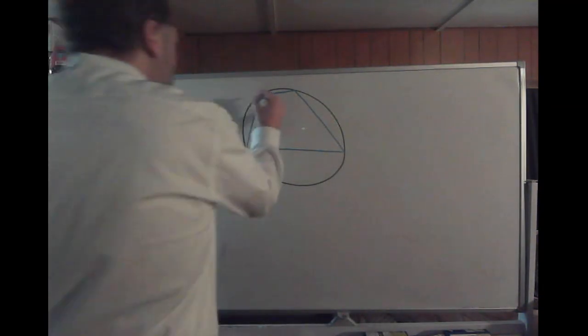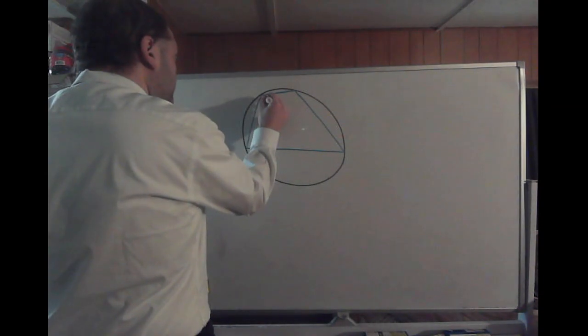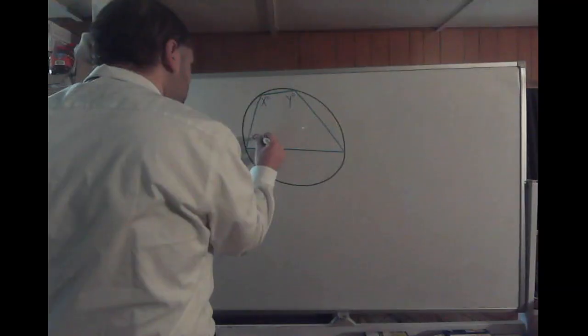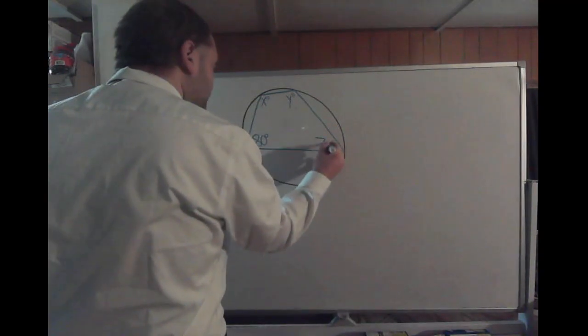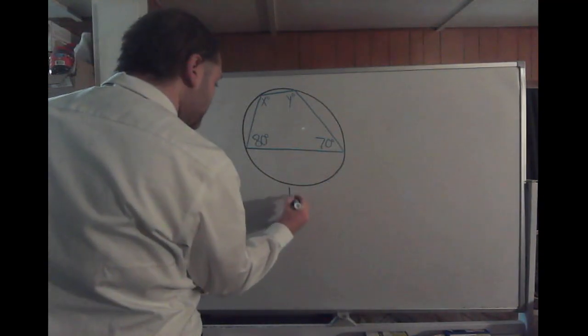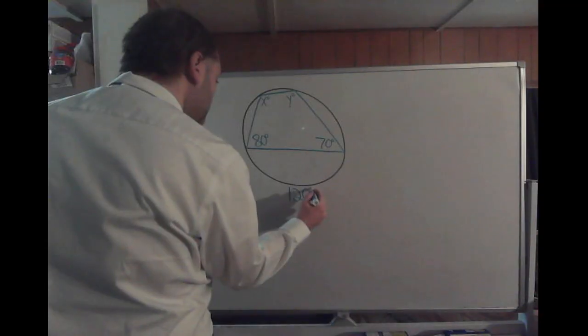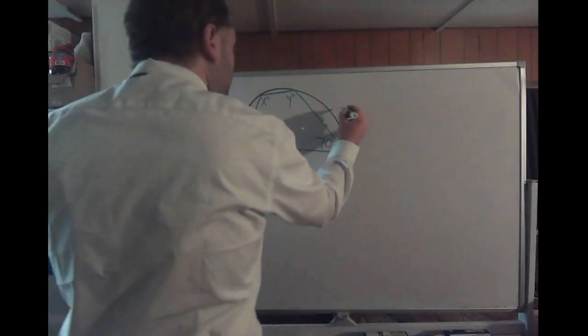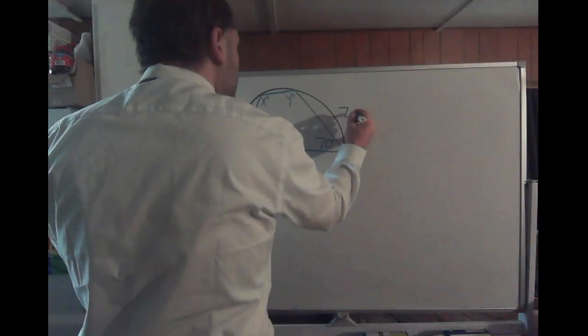Alright, we got a quadrilateral here. X degrees, Y degrees. We got 80, 70. This arc is 120. Then we need to find this arc here being Z degrees.